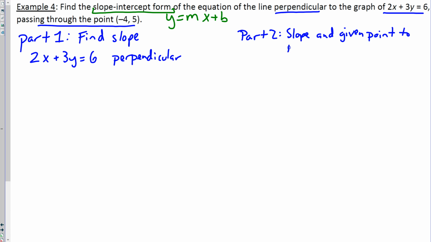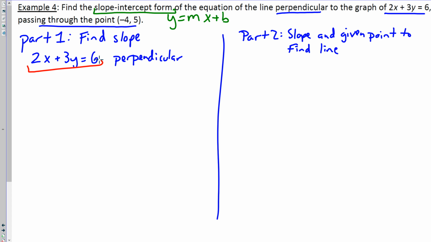So we'll start with part 1. We were given the equation 2x plus 3y equals 6, and we can hopefully start recognizing that as our standard form. And this is not a good format to identify or know what the slope is. So the first thing we want to do is find the slope of this line.